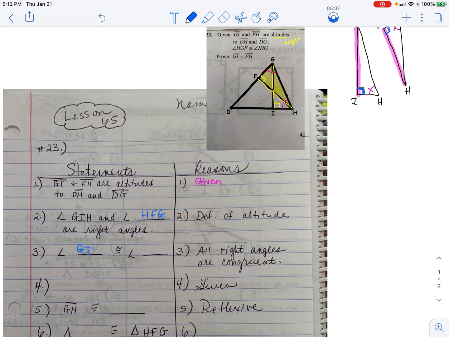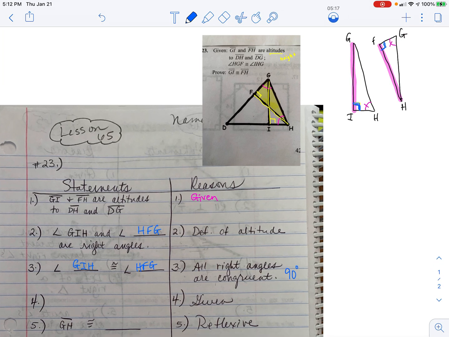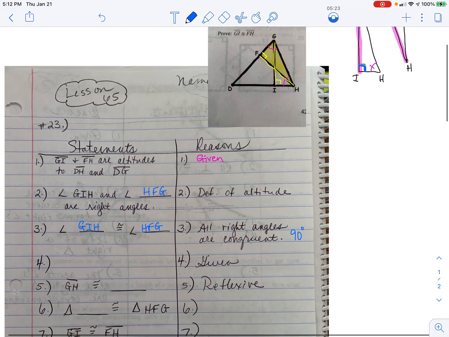That also means, since they're right angles, they are also congruent to each other. That's just the definition of right angles. All right angles are congruent. They're 90 degrees, right? So far we have two parts that are actually proven congruent. We need one more part. Let's see what the given information is.